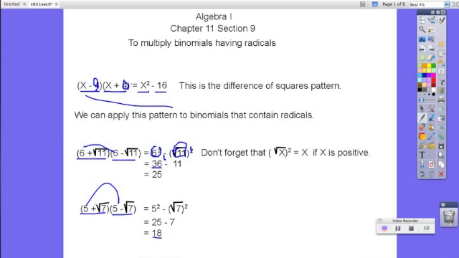The reason, remember, why we just multiply the first terms and the last terms, is that when you do the outer and the inner terms, you get 5 times negative square root of 7 plus 5 times square root of 7, and they cancel out. So you have no middle term. Also, don't forget that square root of x squared is equal to x if x is positive.